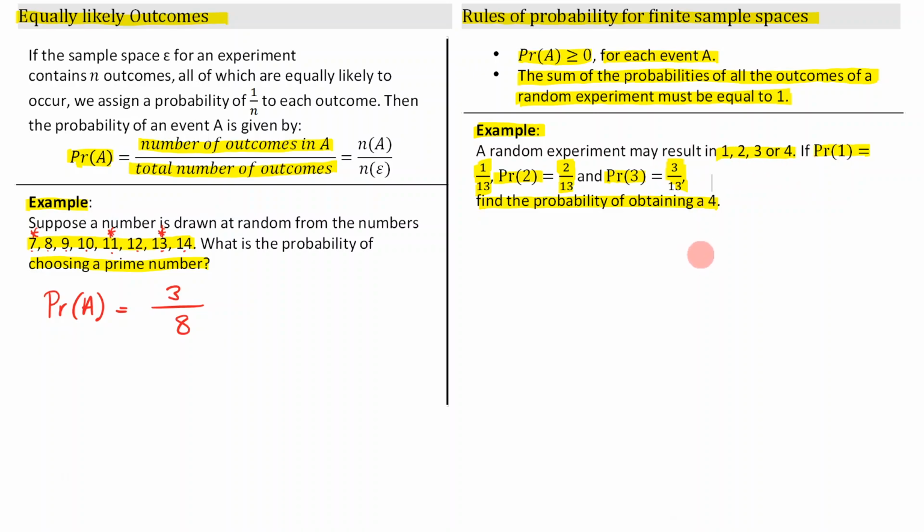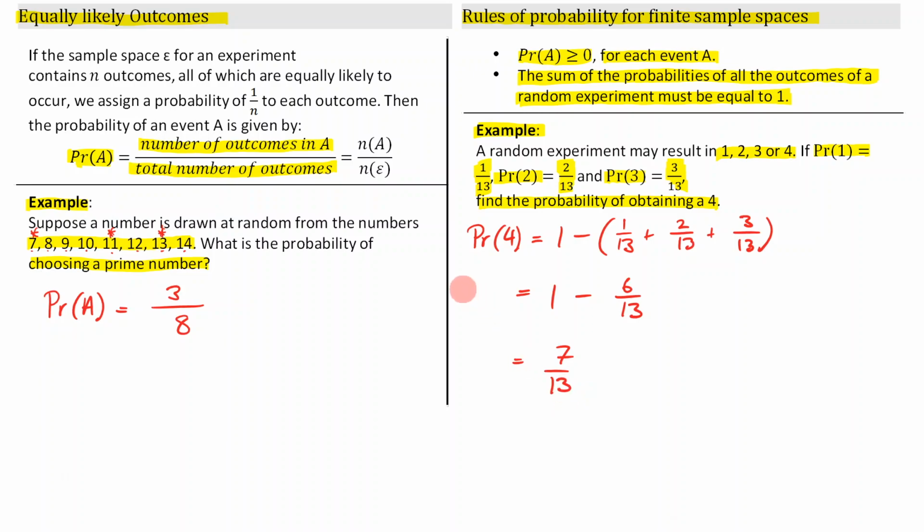To find out what the probability of 4 is going to be, the probability of 4 is 1 minus, and then I'll add all of these together. So I'm going to subtract the addition of 1 on 13, 2 on 13, 3 on 13. That will be 1 minus 6 on 13, will it not? So my final answer here will be 7 on 13. So the probability of getting 4 is 7 on 13.